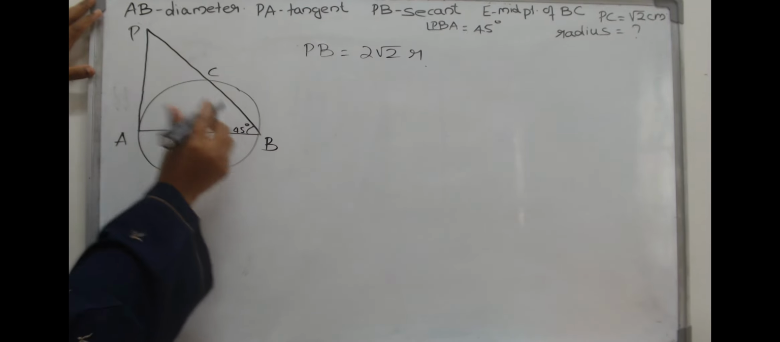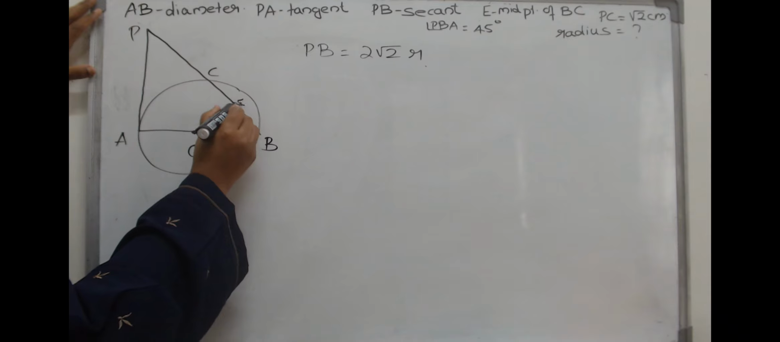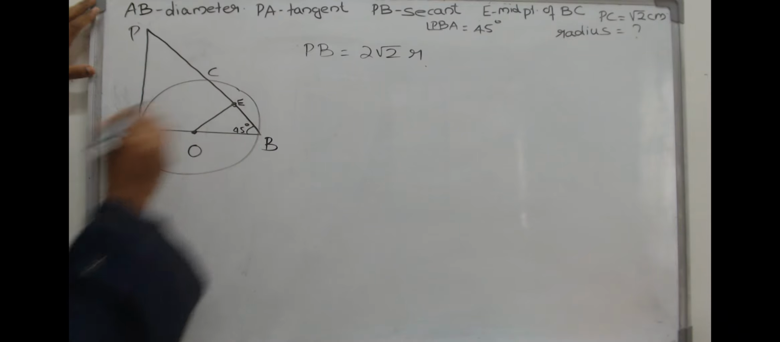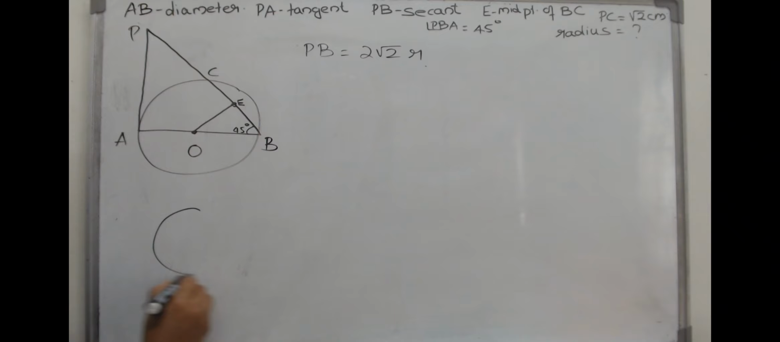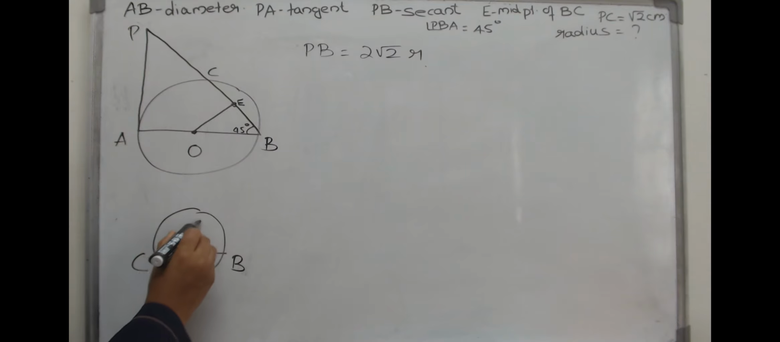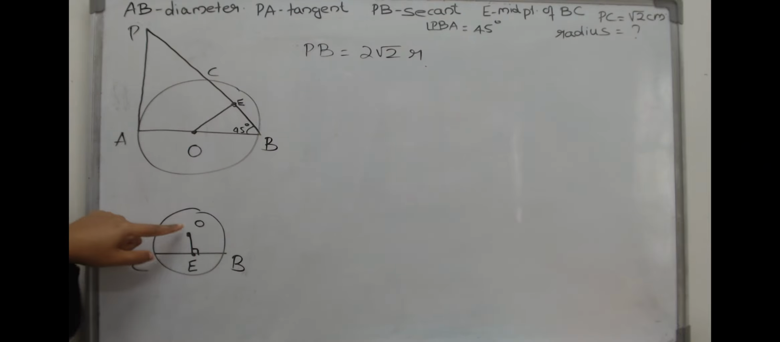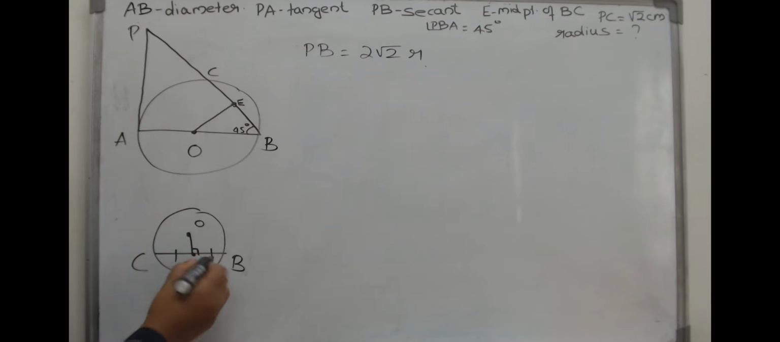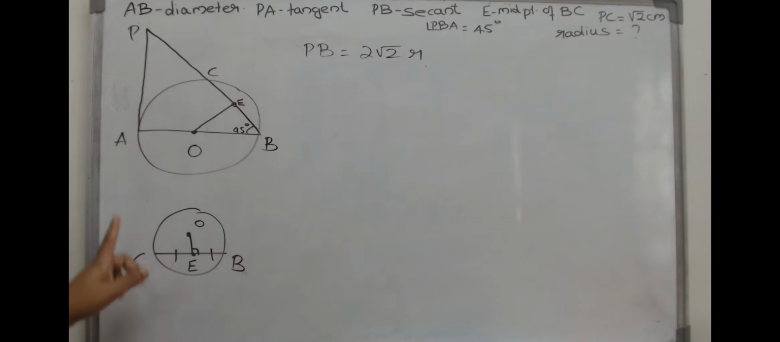The midpoint of CB is at a point E. Then what do you know about the line joining OE? If you have a chord, say CB, and its midpoint E, then the line from the center will be perpendicular to it, and this result works both ways. If the line from the center is perpendicular, then it will bisect the chord. If it already bisects the chord, if it is the midpoint, then it will be perpendicular. The result works both ways.